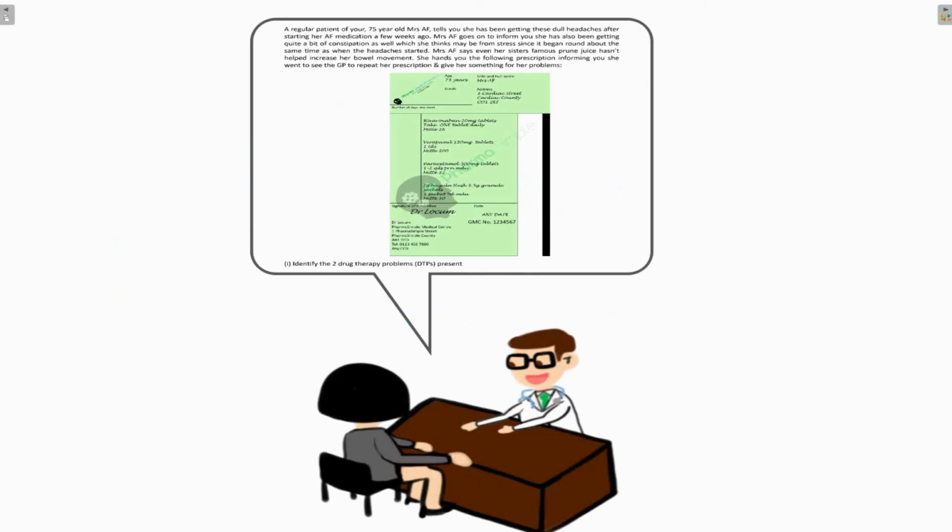Now, you can discuss this with the prescriber, and the side effect if it persists, informing them of the situation and maybe giving an alternative anticoagulant or coming to some sort of agreement. So with the first drug therapy problem identified, let's go on to the second one.